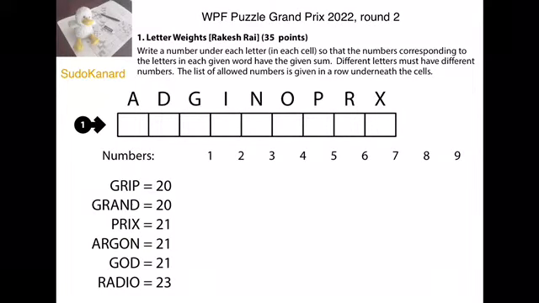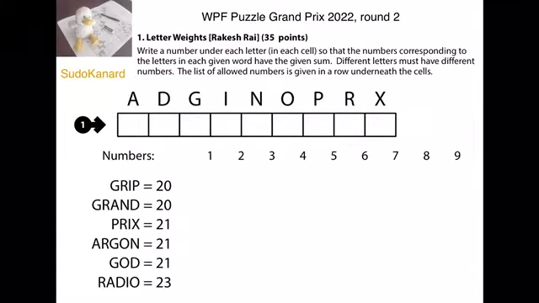Let's have a look at this letter weights puzzle that was created by Indian author Rakesh Rai for round 2 of the WPF Puzzle Grand Prix. What we have to do is find the correspondence between those 9 letters and 9 digits from 1 to 9. This is not Sudoku, this is arithmetics. And what we know is that those words are worth all of that, which means actually mathematical equations.